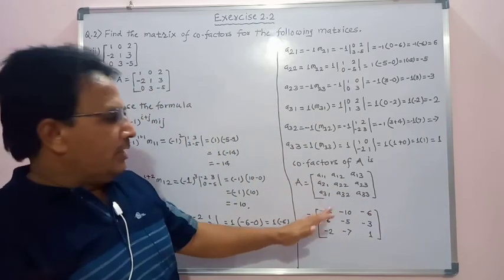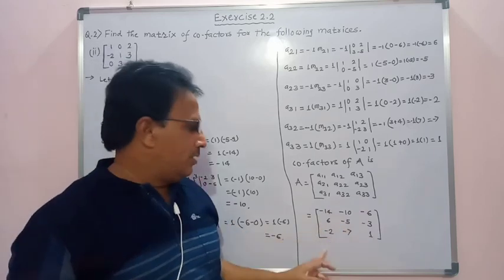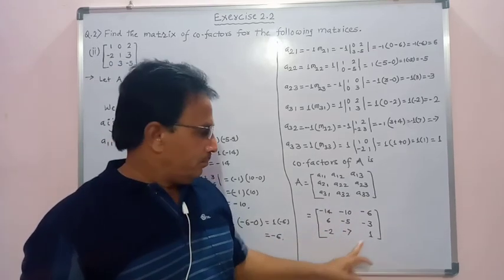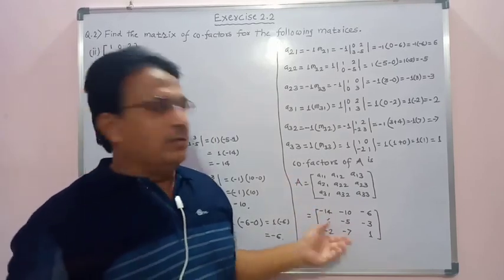Minus 14, minus 10, minus 6, 6, minus 5, minus 3, minus 2, minus 7, plus 1. This is the cofactors of A. Do you understand?